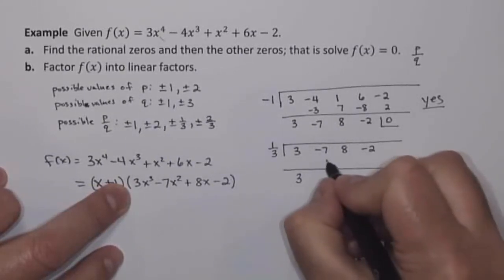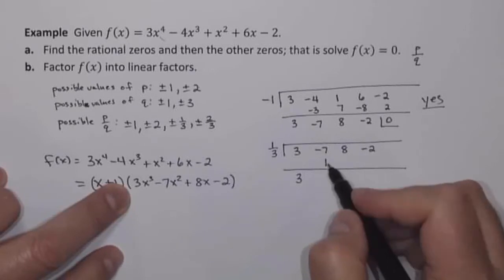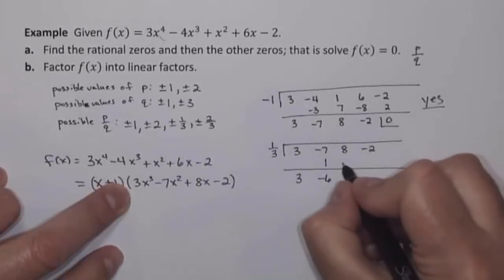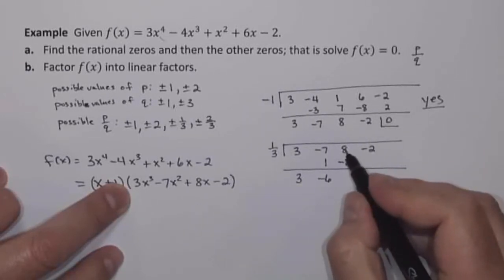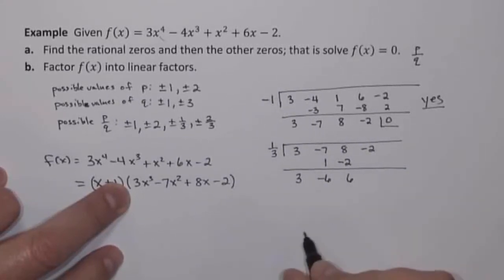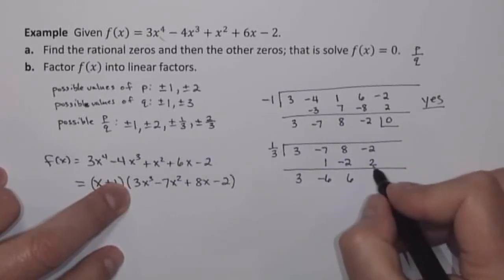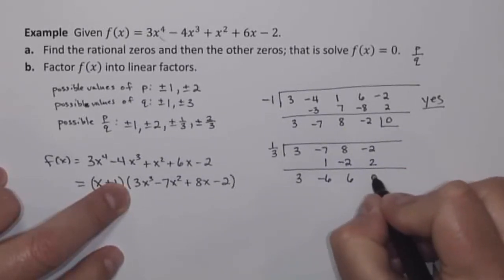1/3 times 3 is 1. Negative 7 plus 1 is negative 6. 1/3 times negative 6 is negative 2. 8 plus negative 2 is positive 6. 1/3 times 6 is positive 2. Negative 2 plus 2 is 0.